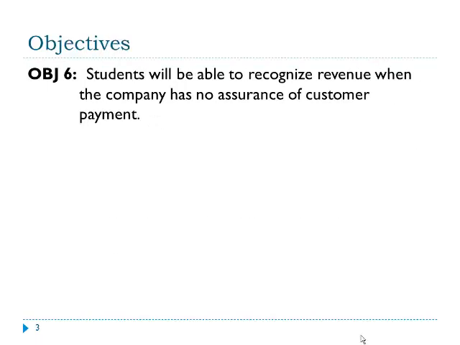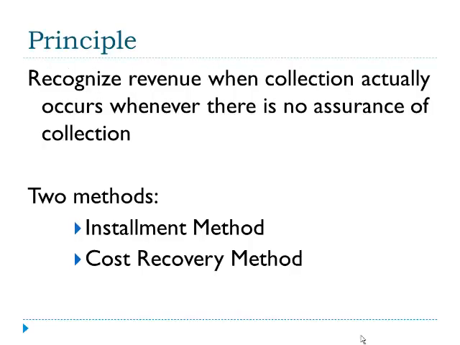At the end of this objective, students will be able to recognize revenue when the company has no assurance of customer payment. The principle behind revenue recognition without assurance of customer payment is that we'll recognize revenue when collection actually occurs whenever there is no assurance of collection. The pattern used for recognition differs depending on the method used, the installment method or the cost recovery method.